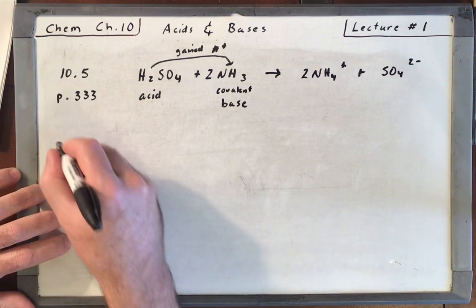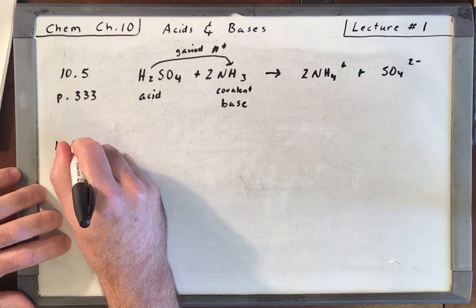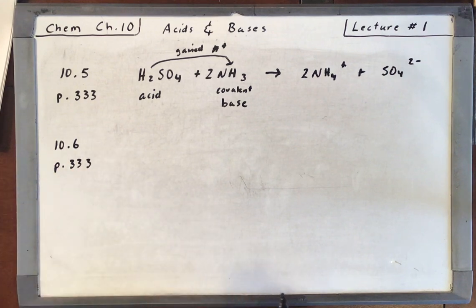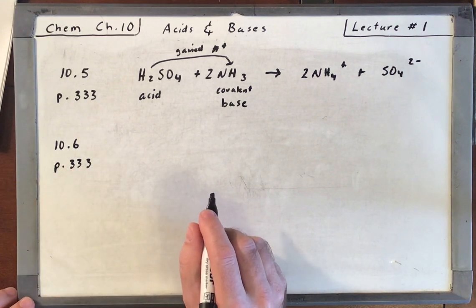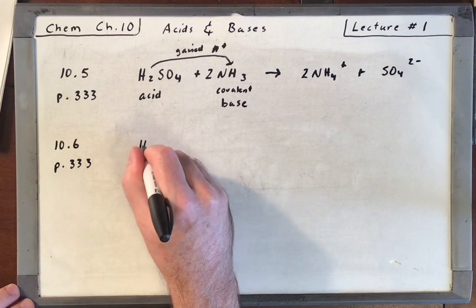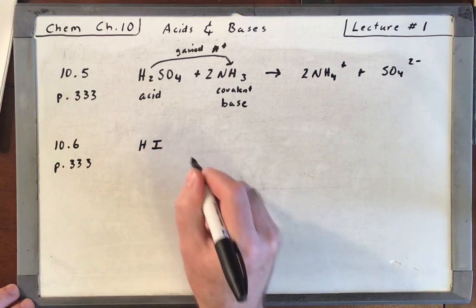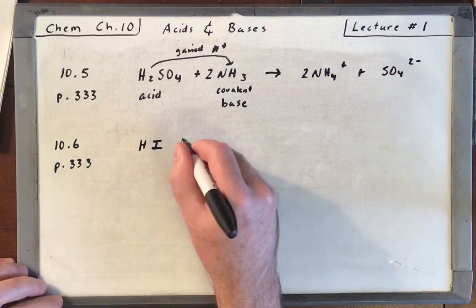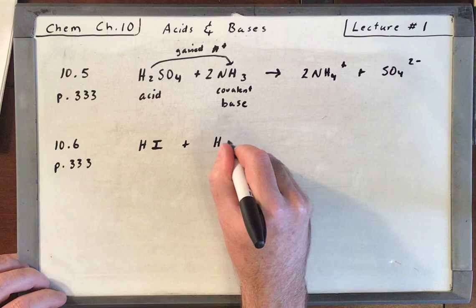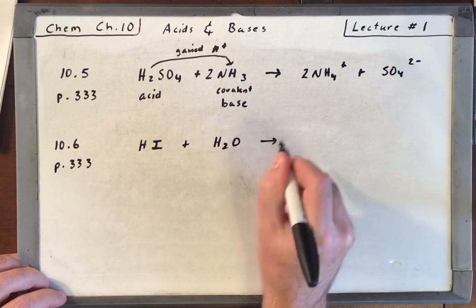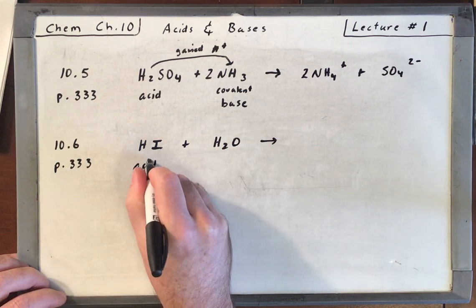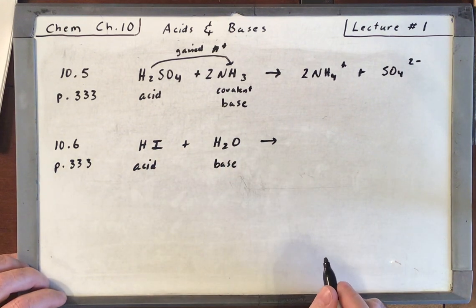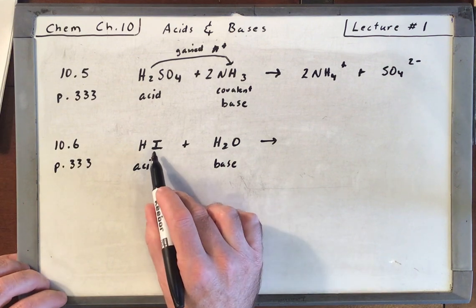Okay? And then our last problem, 10.6, right underneath, page 333. Look at us go. All right, what is the reaction that occurs between HI, okay, that's not one of the famous acids, hydroiodic acid. So you don't have to memorize that one. It's also hard to say. So water is a base. We know this is an acid because it starts with a hydrogen. So water must be the base. Okay, this is reaction 3.